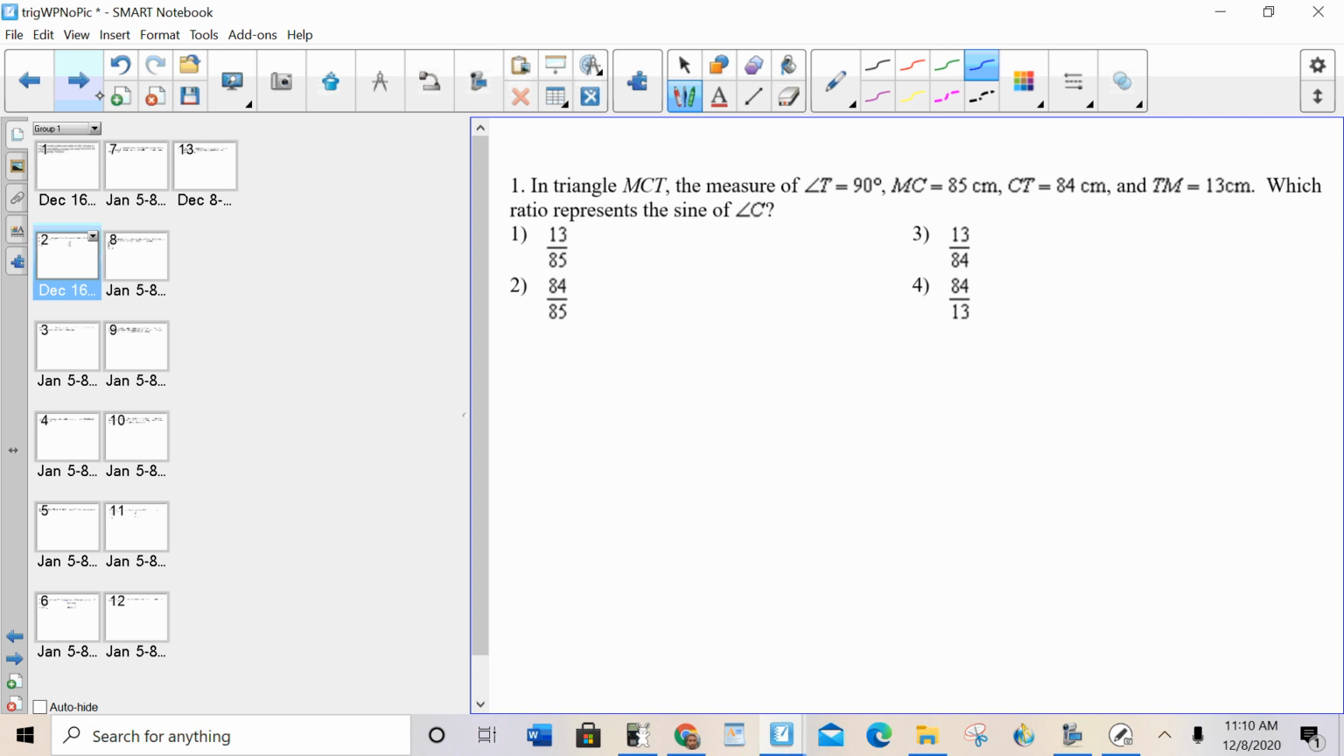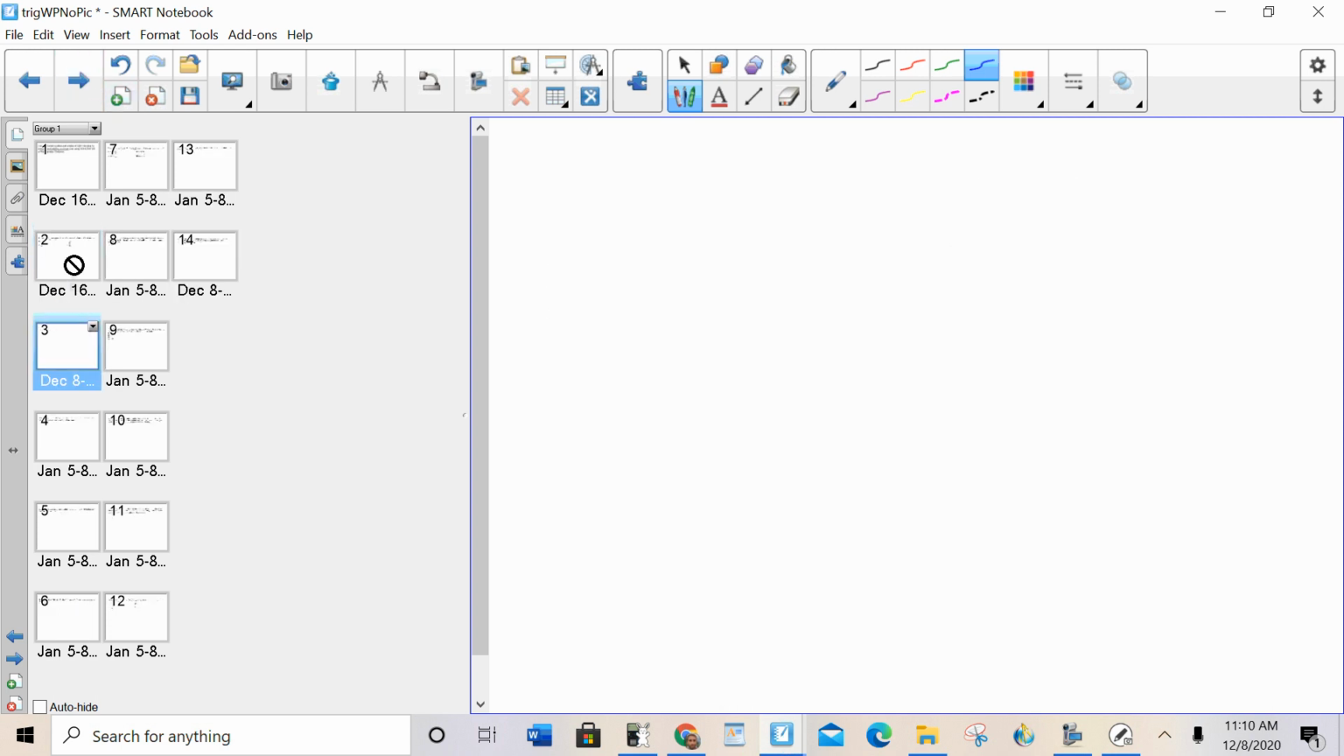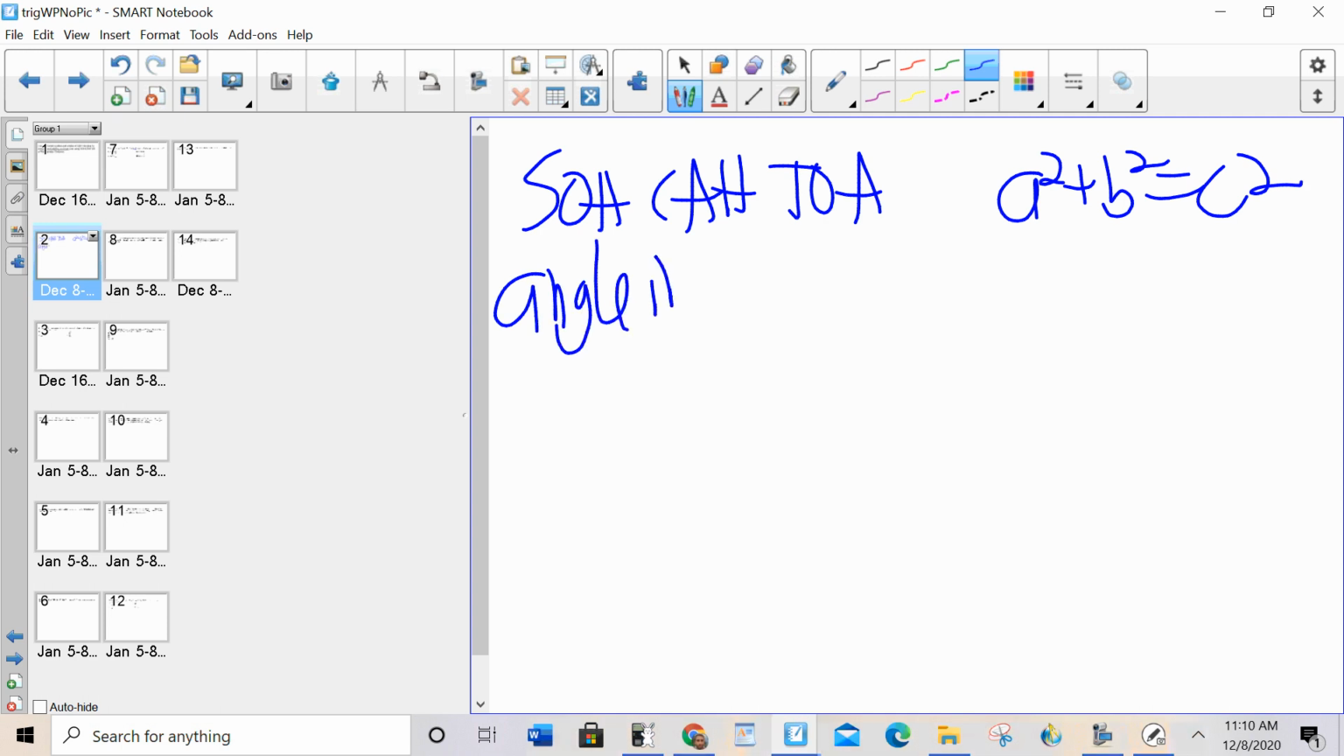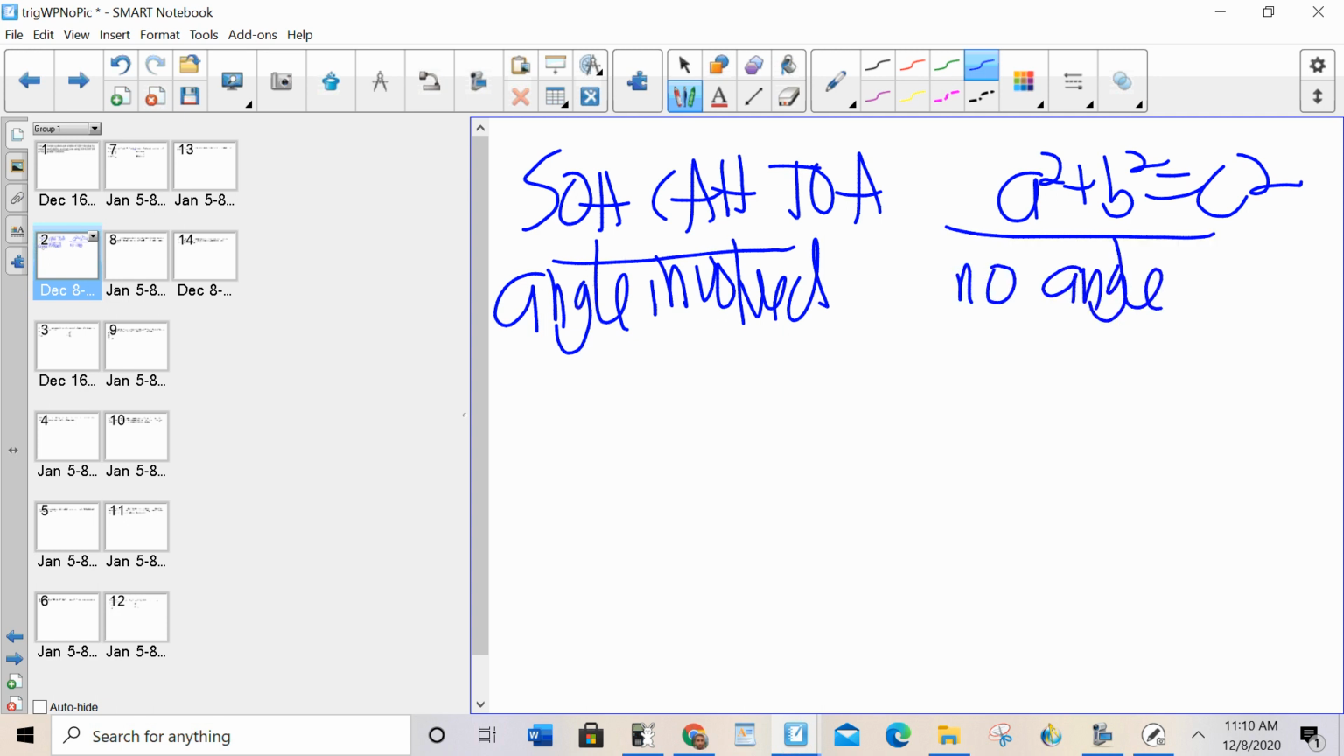Let's just quickly talk about what you need to know math-wise. For right triangle problems, there are two types of problems. There is SOHCAHTOA, and there is Pythagorean Theorem. We use SOHCAHTOA when there's an angle involved. We use Pythagorean Theorem when there's no angle involved. If it's only sides, then we're using Pythagorean Theorem. If there's an angle involved, whether we're finding it or given it, then we're using SOHCAHTOA.